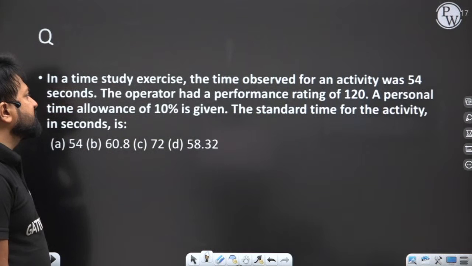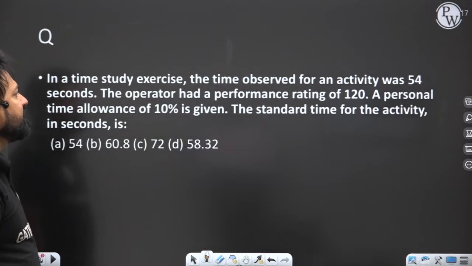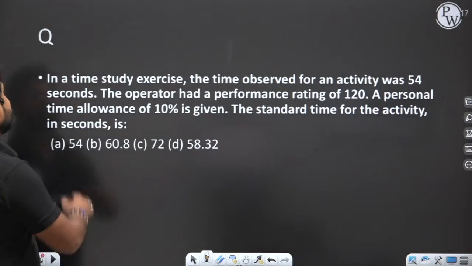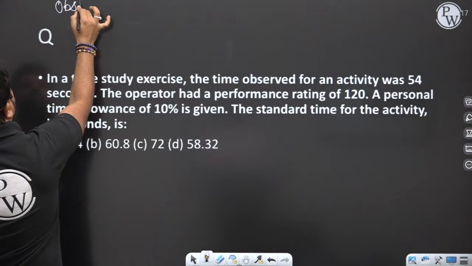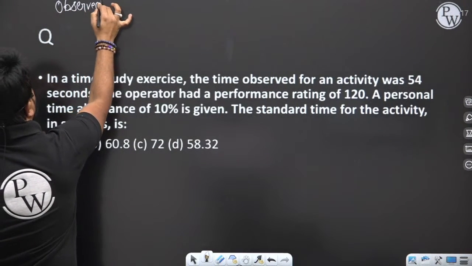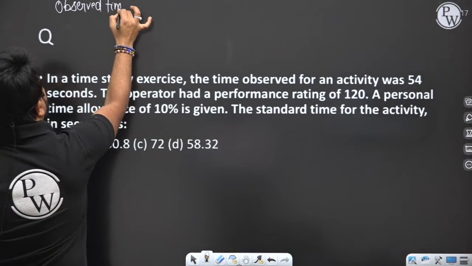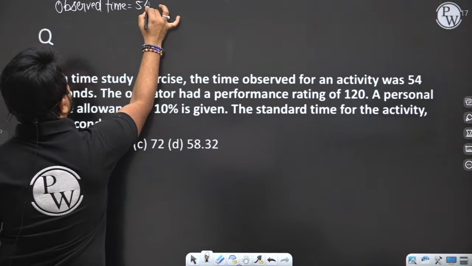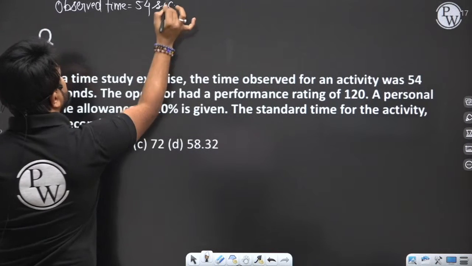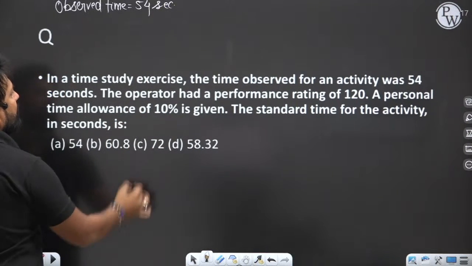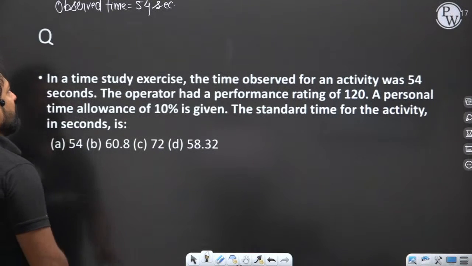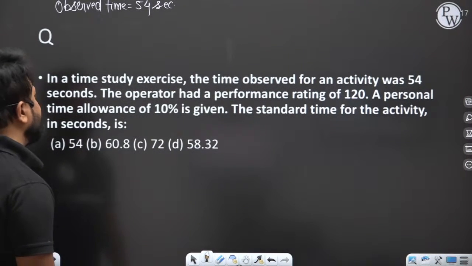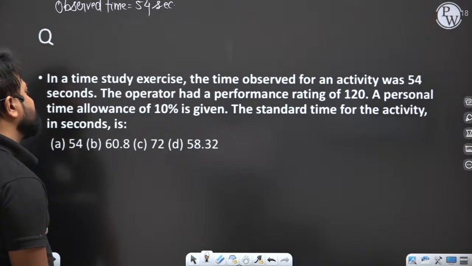In a time study exercise, the time observed for an activity was 54 seconds. What is the observed time? 54 seconds. The operator had a performance rating of 120. A personal time allowance of 10% is given.